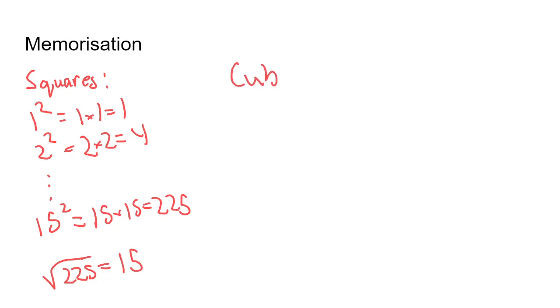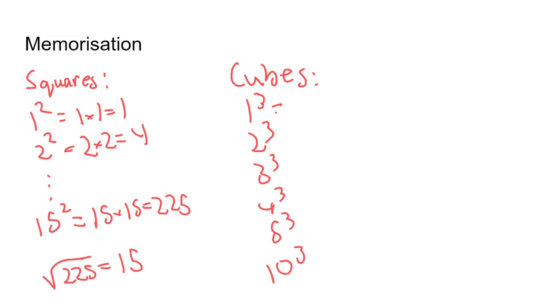Then for cubes, the numbers you have to know are 1, 2, 3, 4, 5, and then just 10. 1 cubed is just 1, 2 cubed is 8, 3 cubed is 27, 4 cubed is, let me think, 16 times what? Yeah, 64. 5 cubed is 125, and then 10 cubed is 1,000. You don't have to learn the numbers in between 5 and 10.